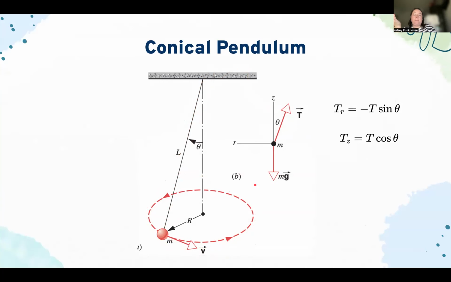To solve this problem, you actually would use cylindrical coordinates, which are the radial direction, so out from the center of the circle, the angular direction, so around the circle, and then the z direction, up or down. So for example, we have components of the tension in the radial direction and in the z direction.